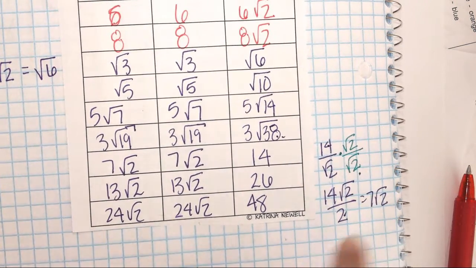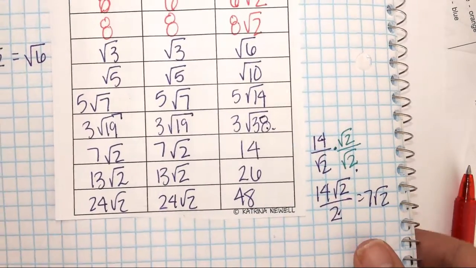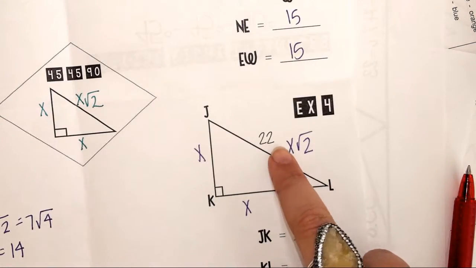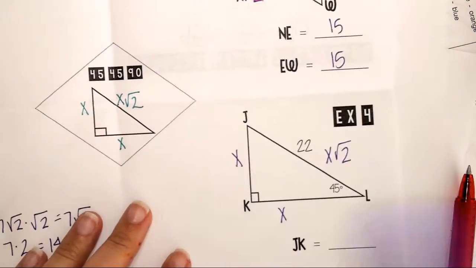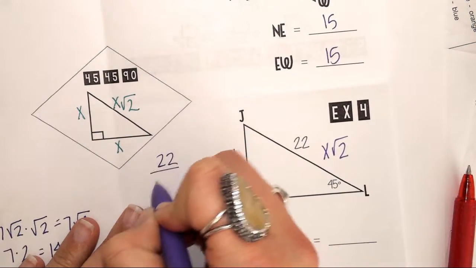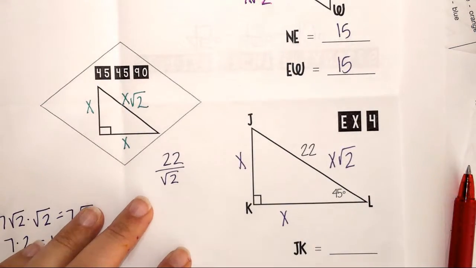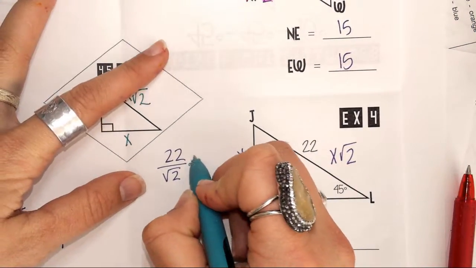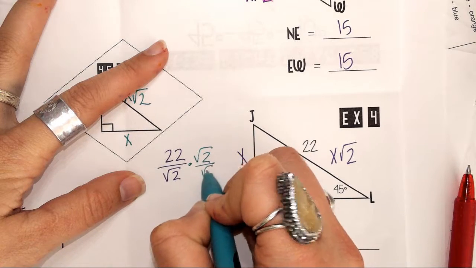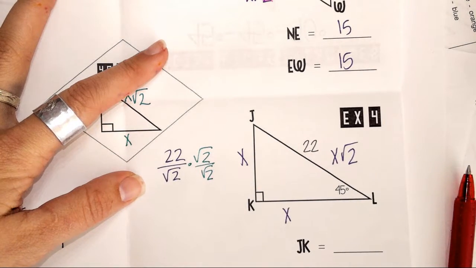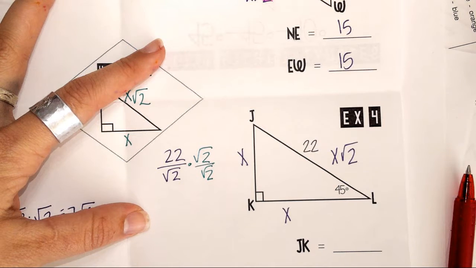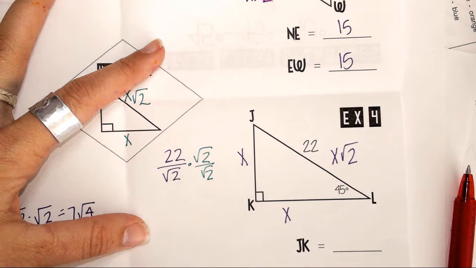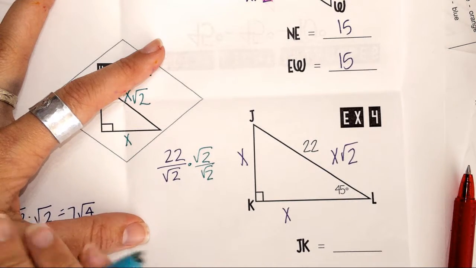Because we did 14 divided by 2. Okay, so then what could we do here? Divide 22 by root 2. Now, can we have a radical in the denominator? So what are we going to do? You just multiply the top and bottom by root 2. Is everybody with me on how we got right here? Yeah. Are we sure? I think so.